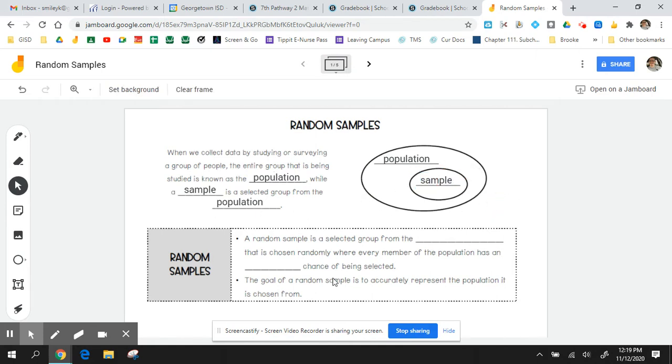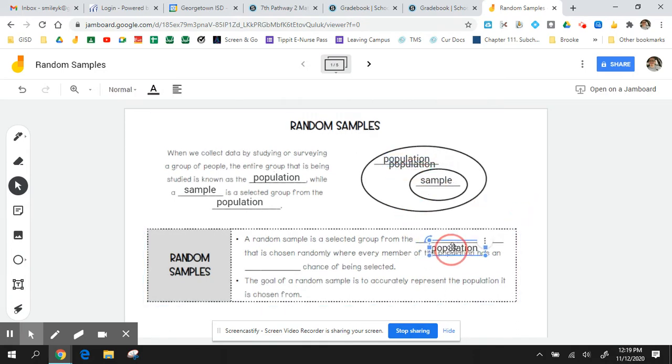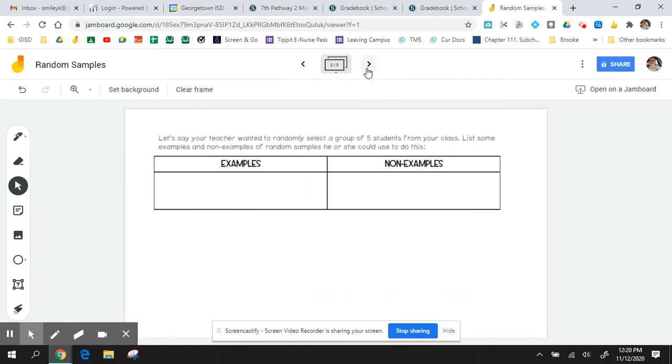A random sample is a selected group from the population that we're looking at. Anyway, a random sample is a selected group from the population that is chosen randomly, where every member of the population has an equal chance of being selected. The goal is to accurately represent the population that it's chosen from. So what does that all mean? Let's go to the next part and get an example.